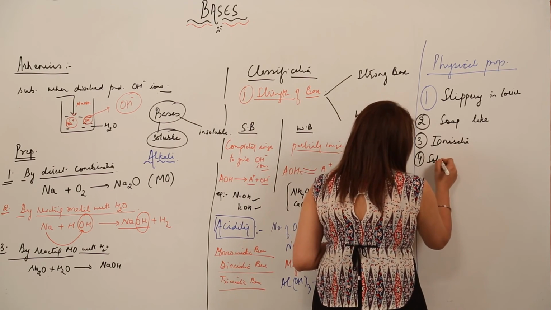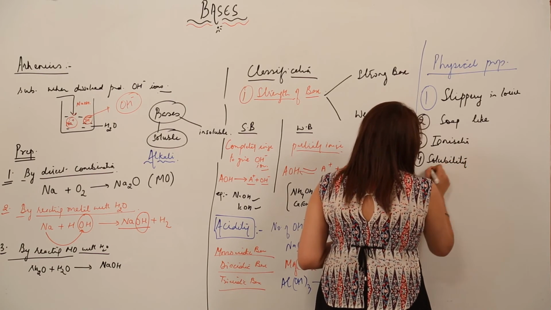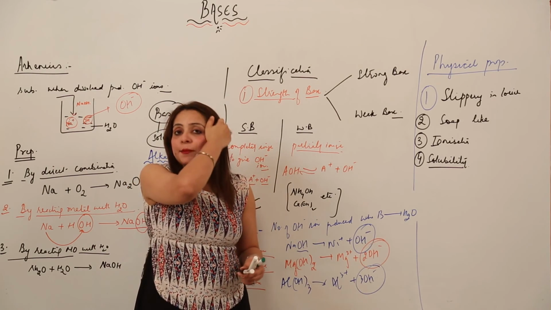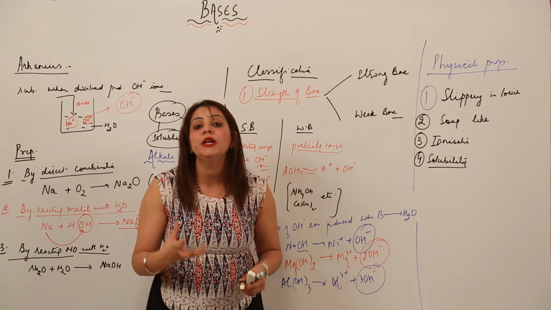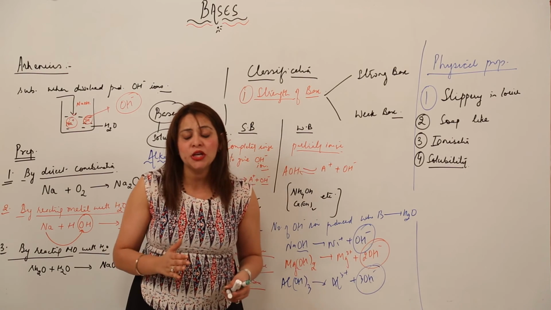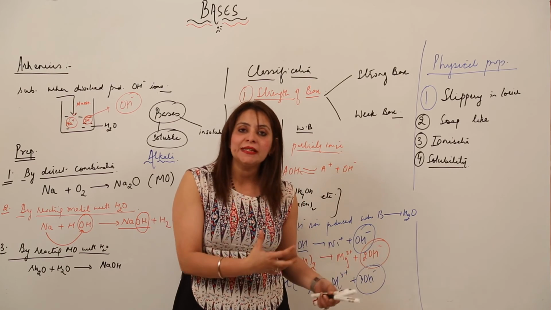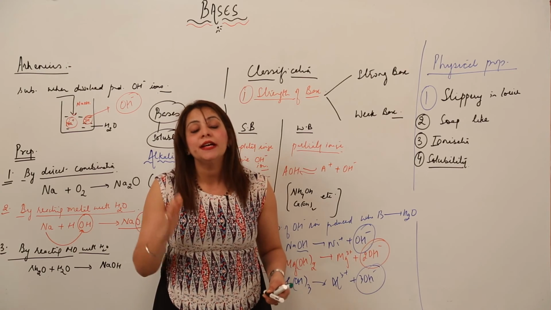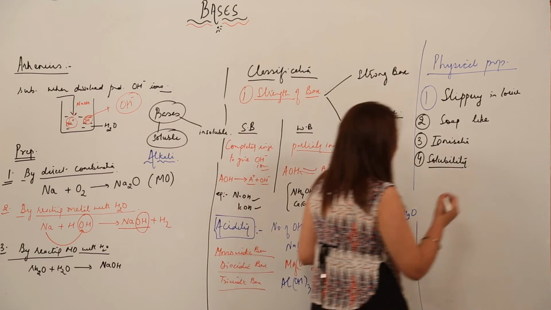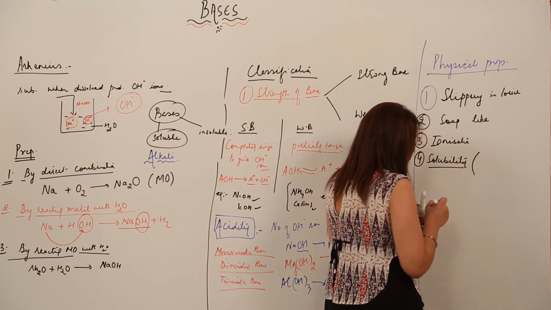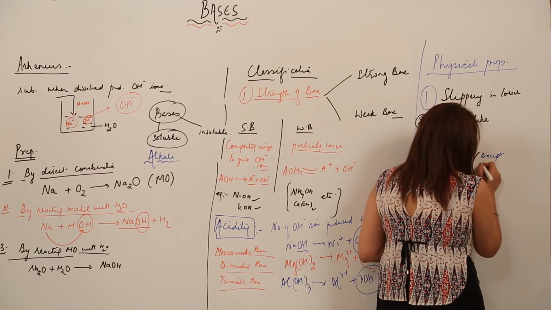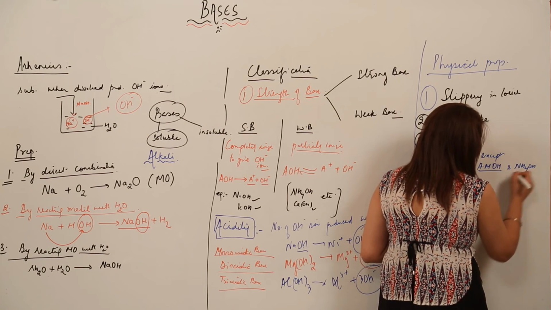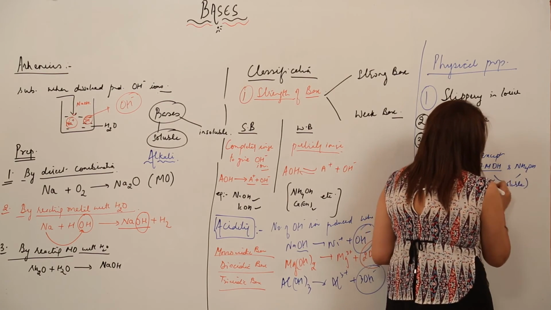Next property is solubility. Most of the hydroxides are not soluble in water, except the alkali metal hydroxides and the ammonium hydroxide, which are soluble. Apart from these, all other hydroxides are insoluble in water. So, I will just write an exception here: alkali metal hydroxides and ammonium hydroxide are soluble in water, all others are insoluble in water.